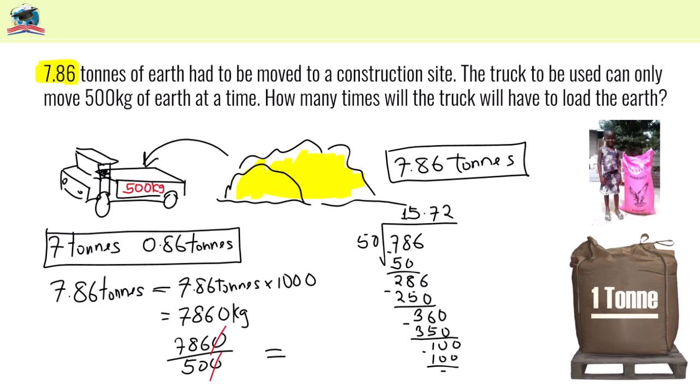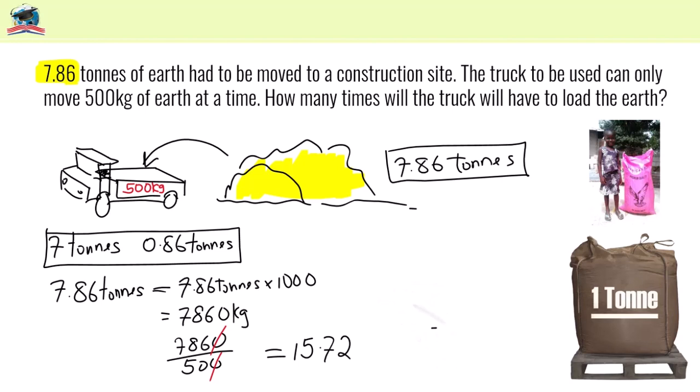So if we divide 7,860 by 500, that should give us 15.72. Okay, good. Now let's remove the long division there. We're done with it. We've divided that, so we don't need this anymore. Here we go, 15.72.